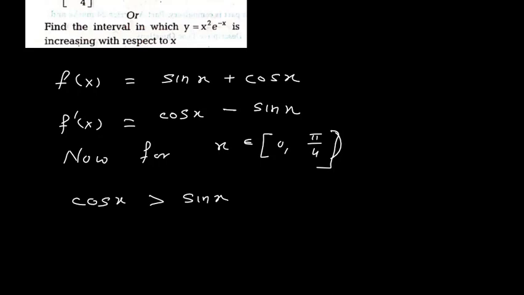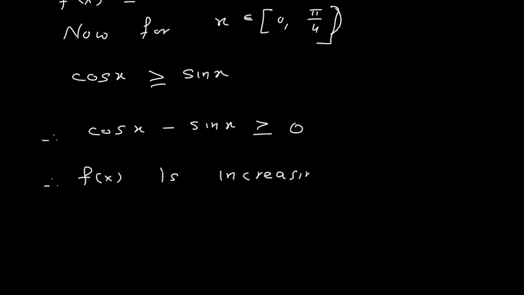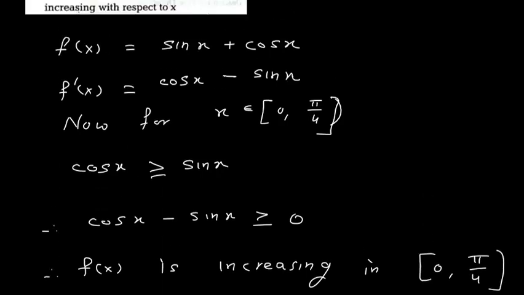So between x equals 0 to pi by 4, whether this function is increasing or decreasing. As cos x is greater than or equal to sin x, because for pi by 4 they both are equal, therefore the value of cos x minus sin x is greater than or equal to 0. Therefore I will say that f(x) is increasing in the interval 0 to pi by 4.